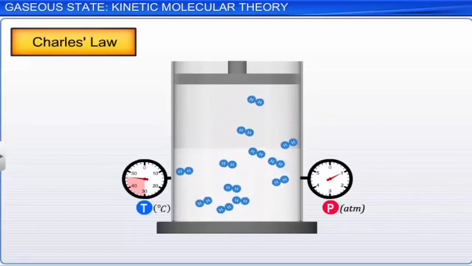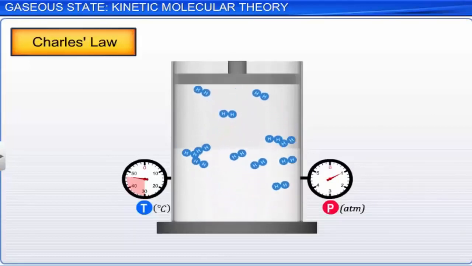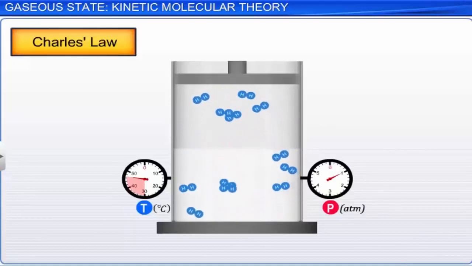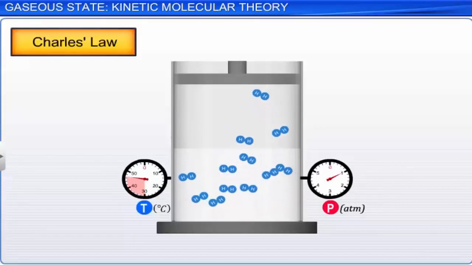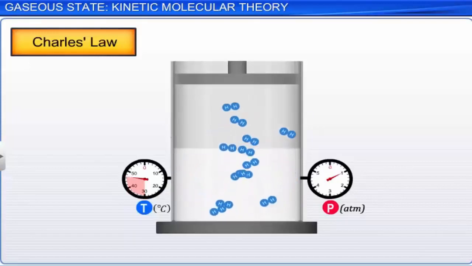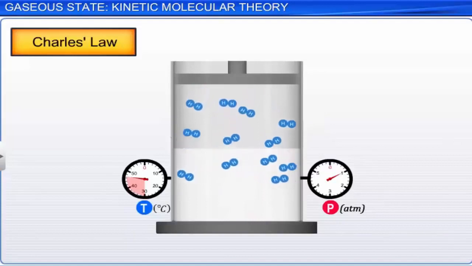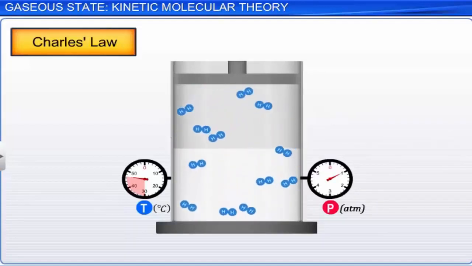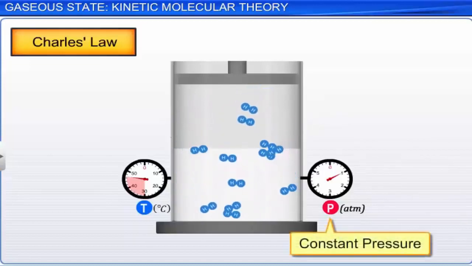As a result, the piston is pushed outwards. The volume of the gas then increases. Hence, at constant pressure, when the temperature of a given mass of a gas is increased, its volume increases. This is Charles' law. Next, let's move on to Avogadro's law.